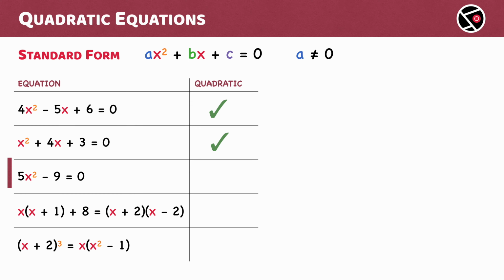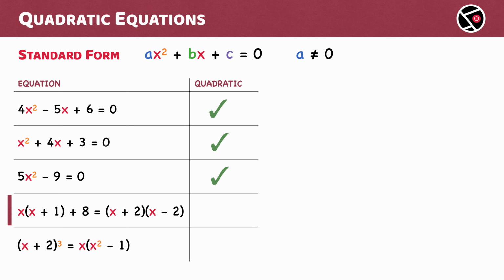Next, we have 5x squared minus 9 equals 0. Again, the highest power is 2. We have another quadratic equation. Notice that there is no x term in this equation. This doesn't matter. All we need is a x squared term. What about the next equation? x plus 1 plus 8 equals x plus 2 x minus 2. Take a pause and give it a try.